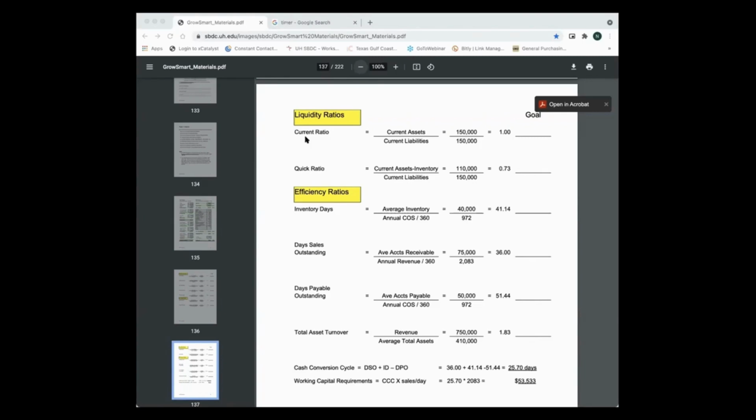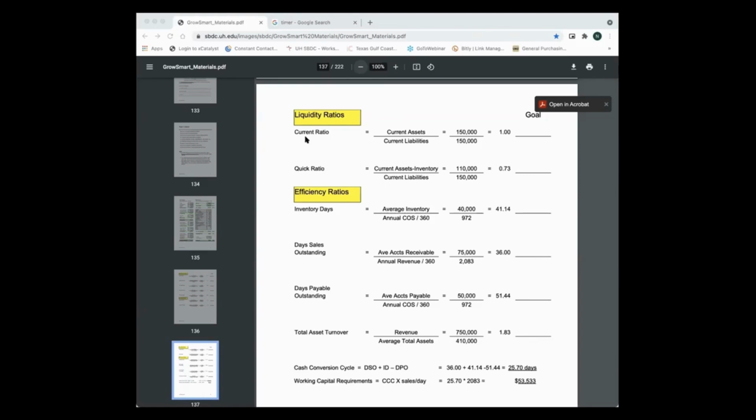Inventory divided by annual cost of sales divided by 360. 360 in this case is considered the number of days in the year. So cost of sales divided by 360 is average daily cost of sales. So inventory is 40,000. Average cost of sales is 972. We get inventory days equals 41.14 days. We're calculating days here.